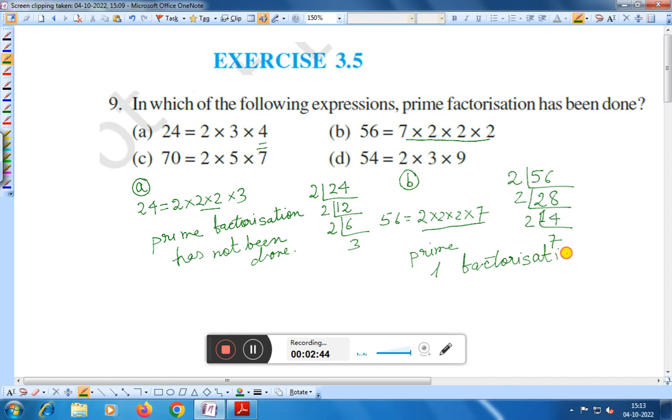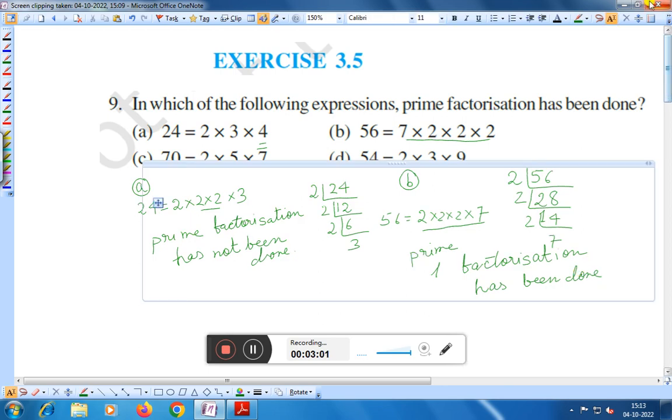Prime factorization has been done in B. That is question number B. Now we'll deal with question number C and D.